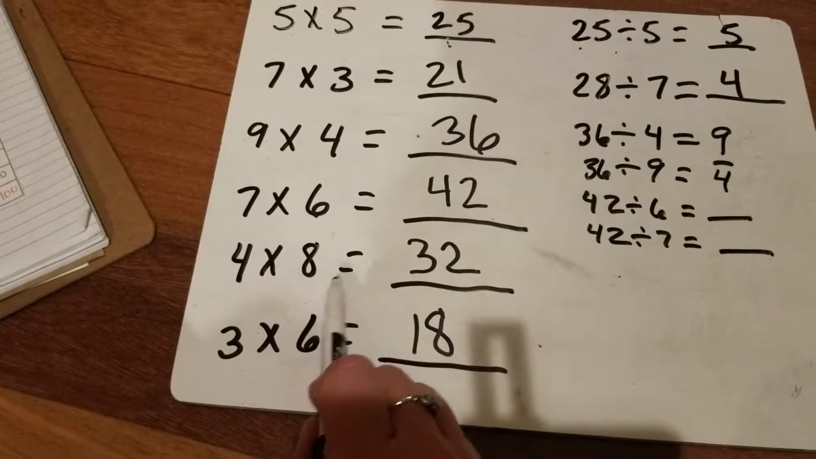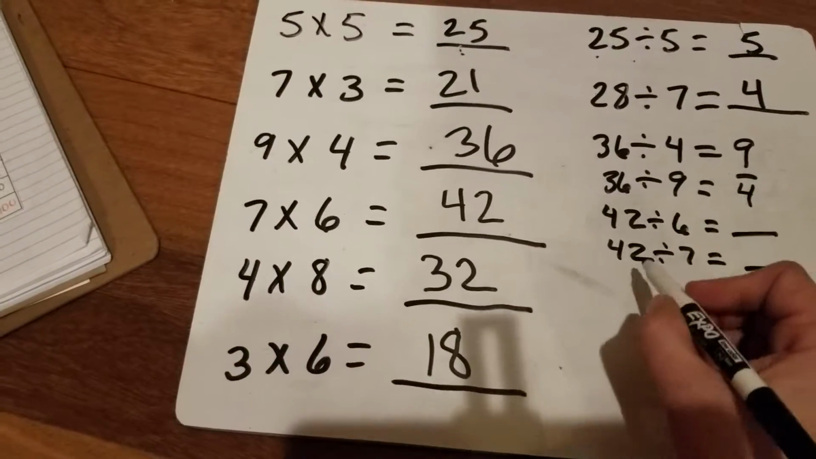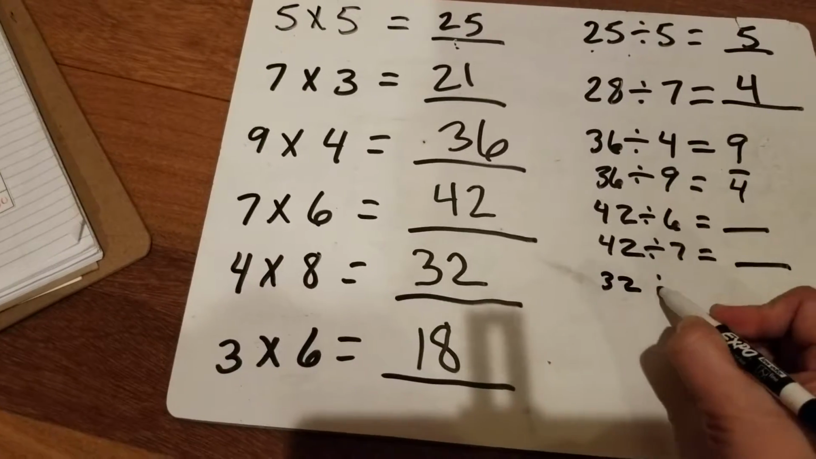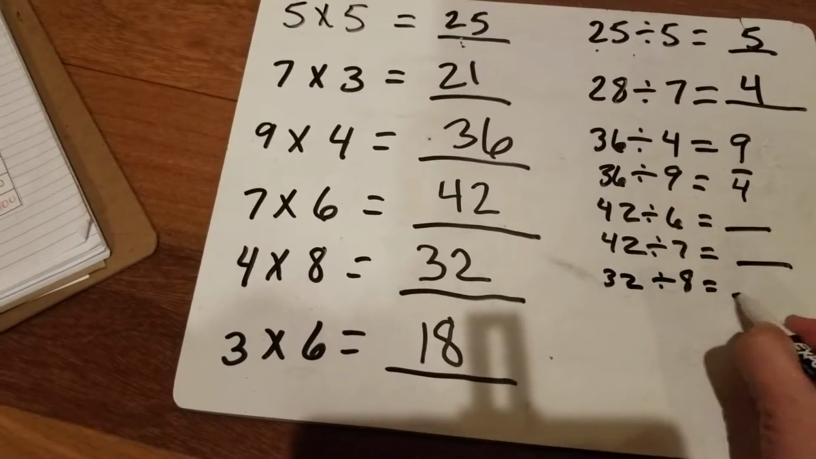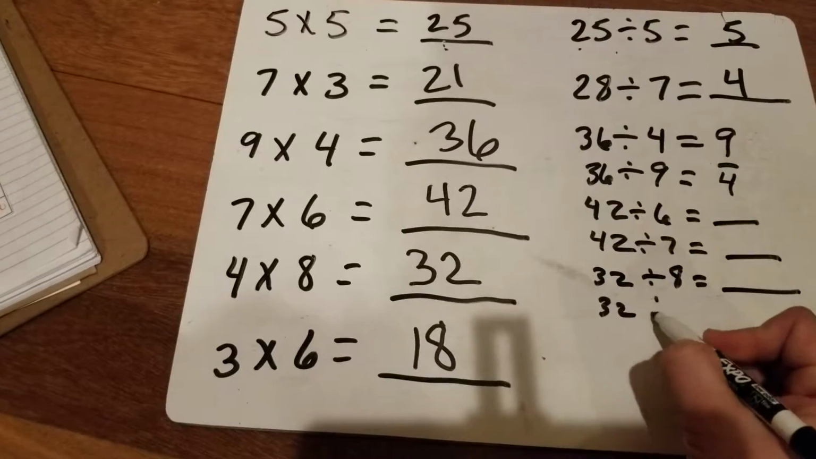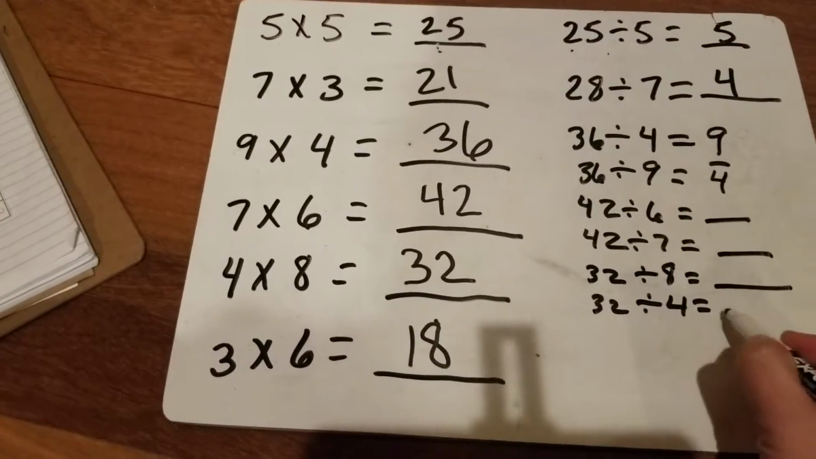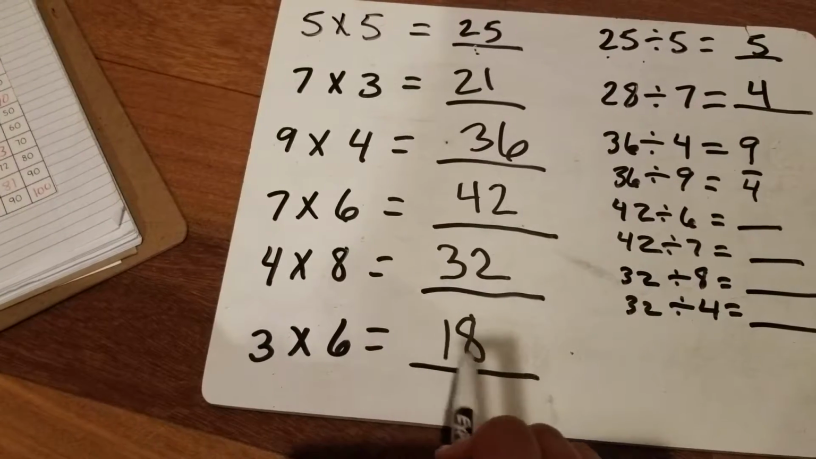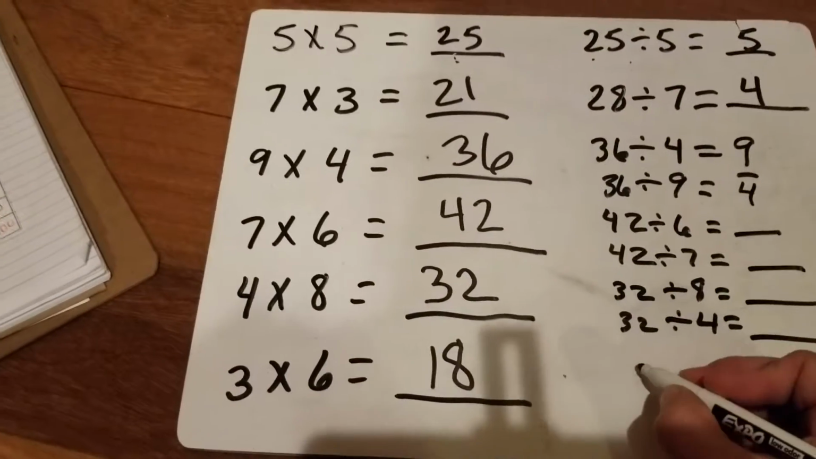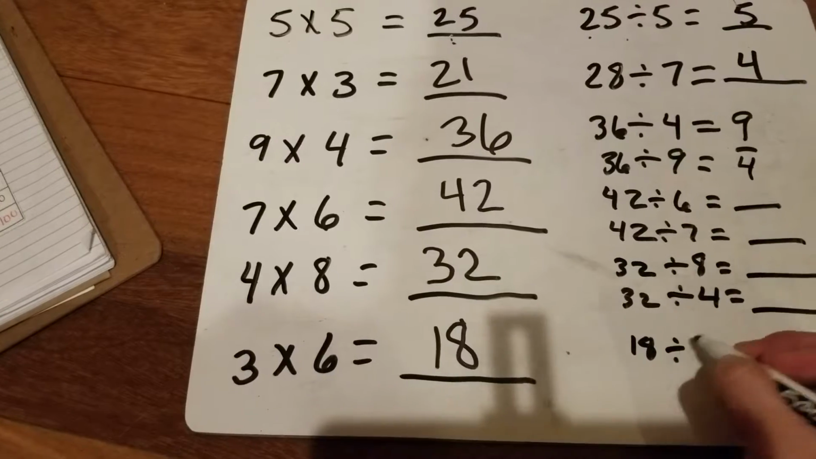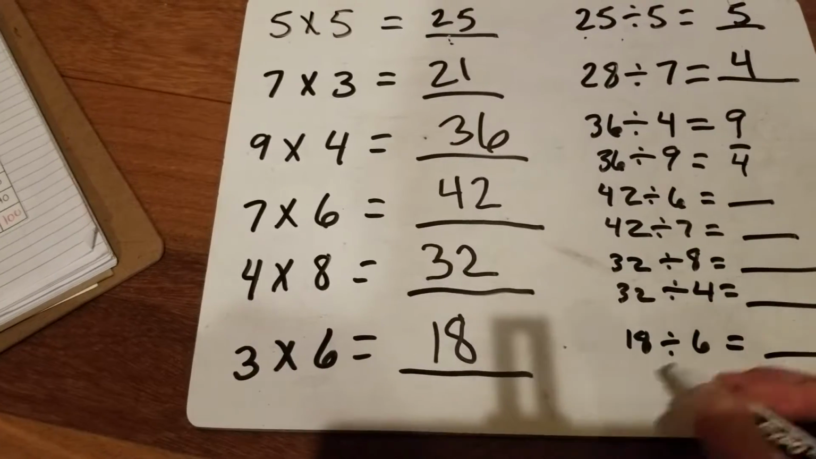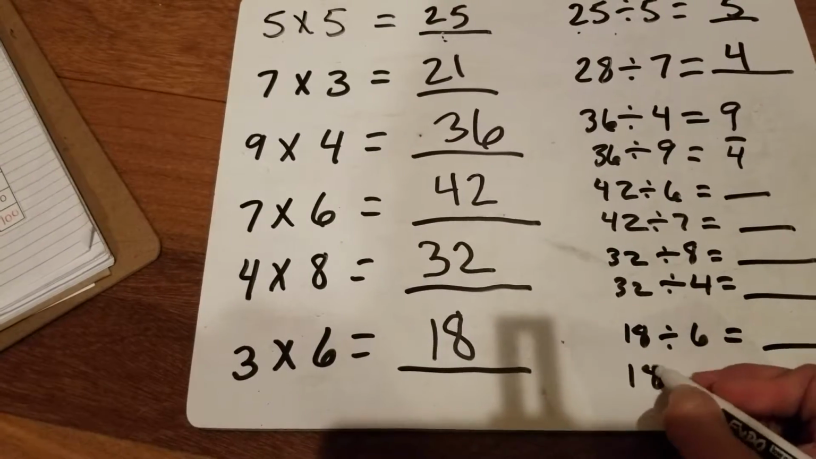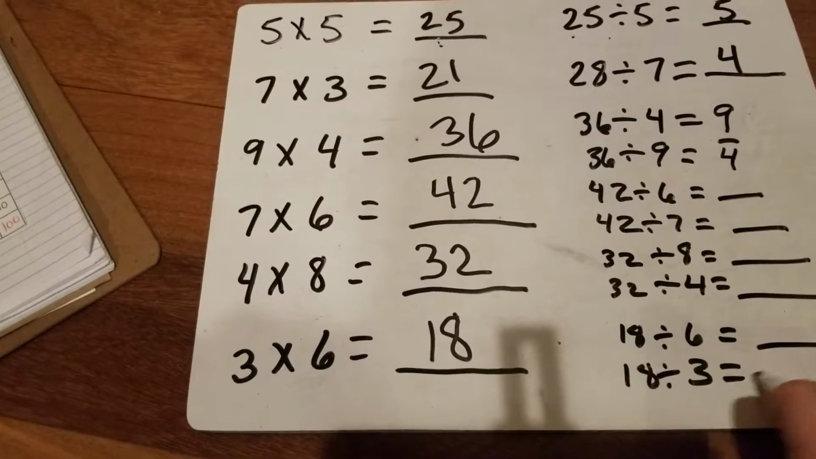Read this one. 4 times 8 equals 32. Go backwards. 32 divided by 8 equals... 32 divided by 4 equals... Read this one. 3 times 6 equals 18. Go backwards. 18 divided by 6 equals, and 18 divided by 3 equals.